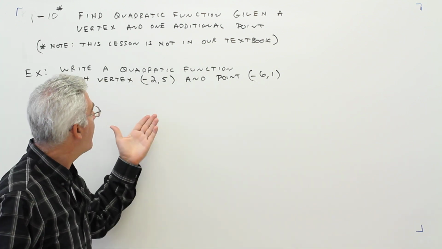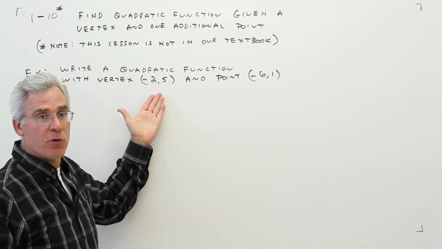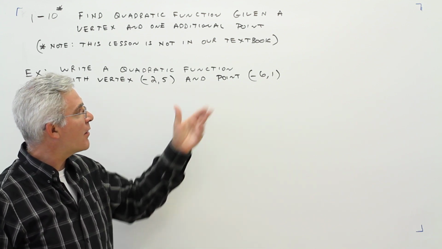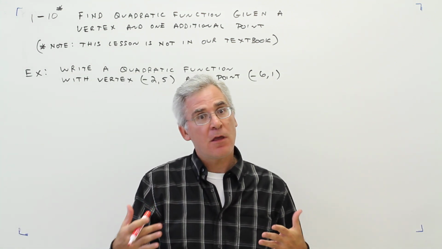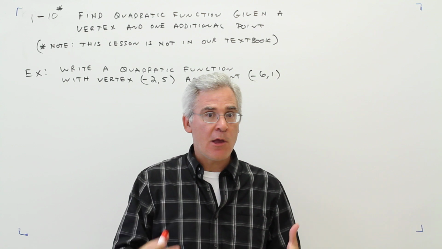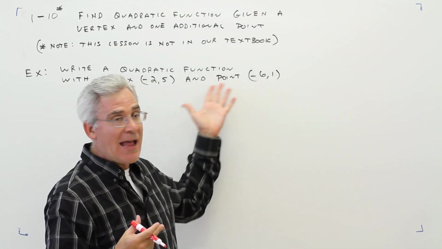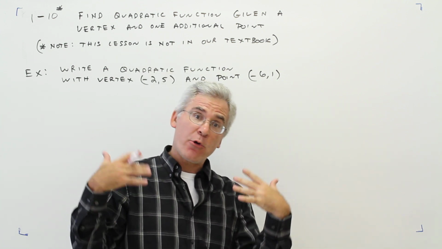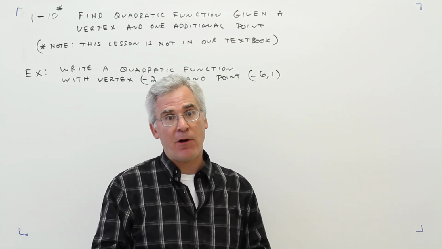All right, here's the problem. Write a quadratic function with vertex -2, 5 and point -6, 1. So now we're going in reverse. In the earlier lessons, we were given a function and told to make the graph. Basically, we now have parts of a graph and are going backwards to write a function. And that's typical of many of our lessons.